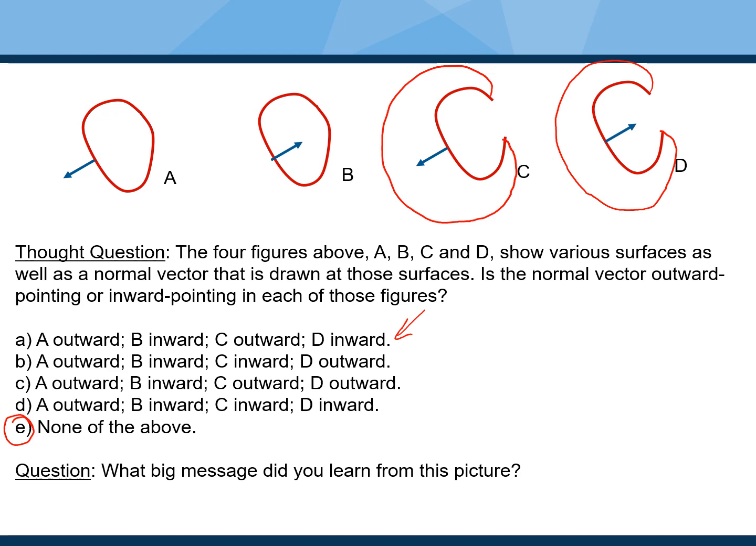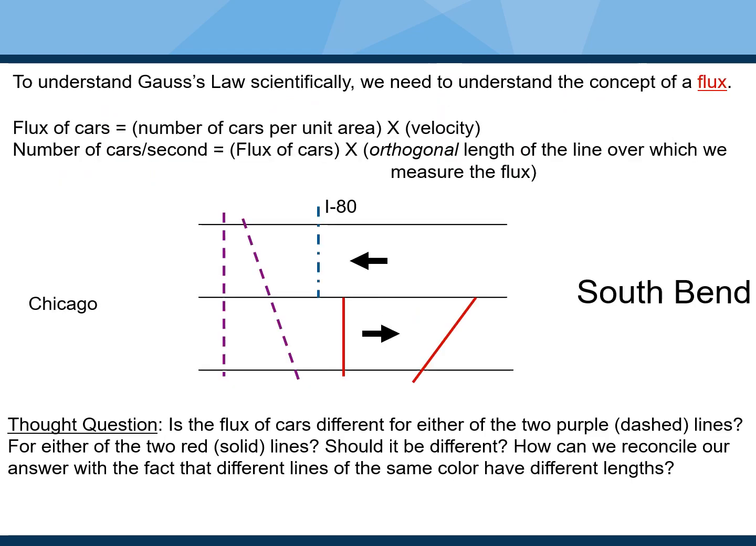So you have to be careful, because you can only have a notion of an inward pointing or outward pointing normal vector if and only if the surface is closed. If the surface is not closed, then all bets are off and you have no right to say anything about that situation. Now let's at least develop a slightly further qualitative understanding of flux, because this notion of flux will play a very important role in the rest of our study in this chapter.